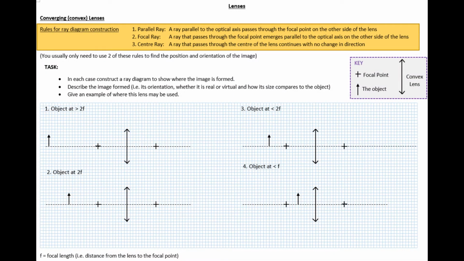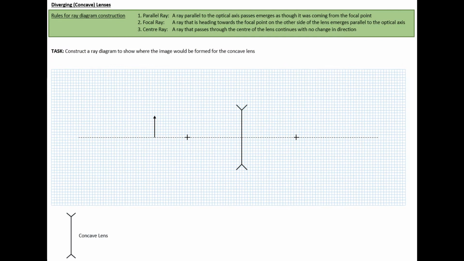To work out what sort of image is formed by an object at a certain distance from a lens, we need to know the focal length of the lens, and that's indicated by the plus symbols in these diagrams. And then we can sketch three rays.